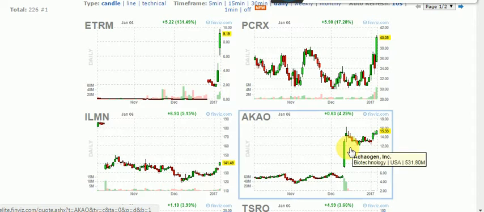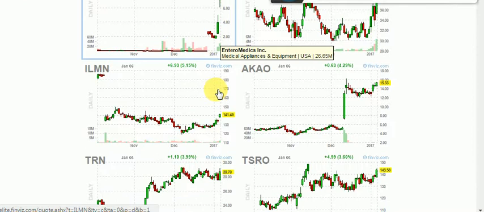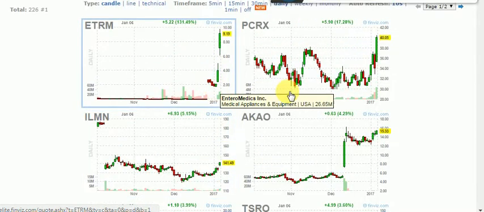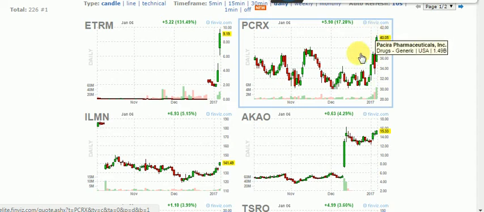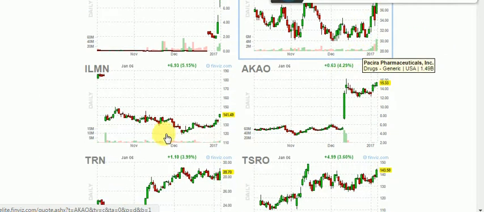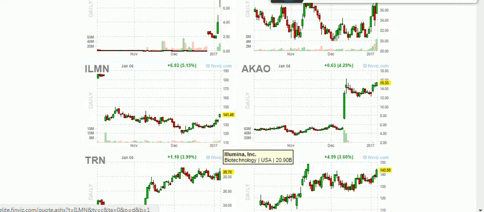Okay, so let's start with ETRM. It has momentum in it. Is it going to do anything for Monday? I don't know, right? Could it not? Who knows? PCRX had a big day today. Chances of another big day are highly unlikely. ILMN, I like this name. Let me try to see what's up with this.